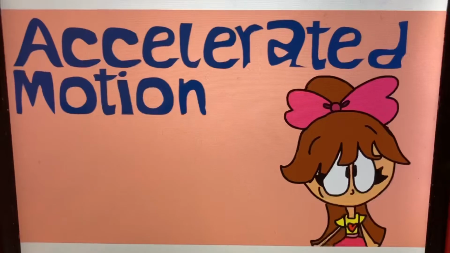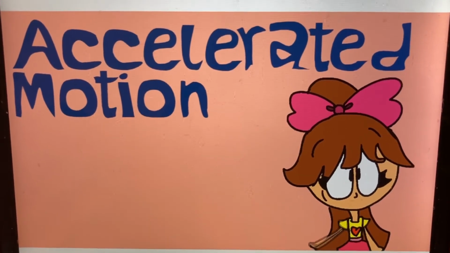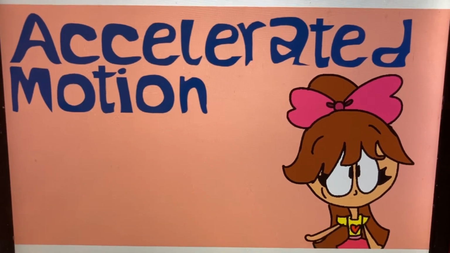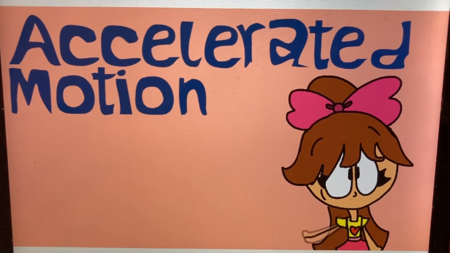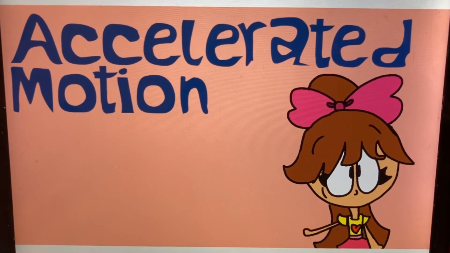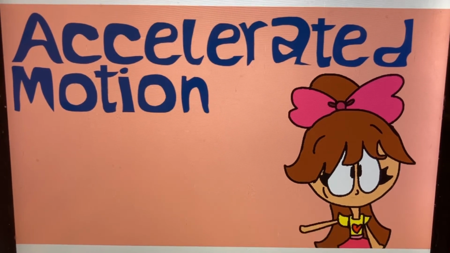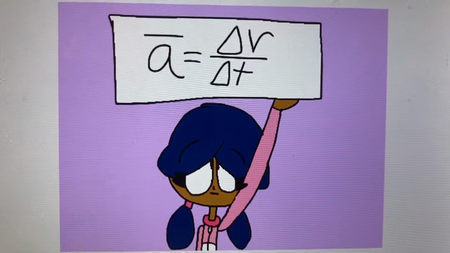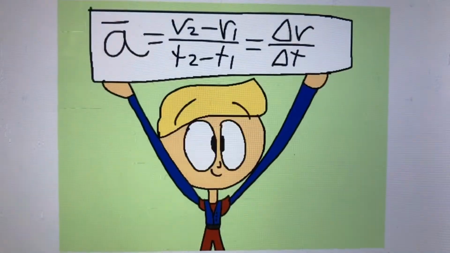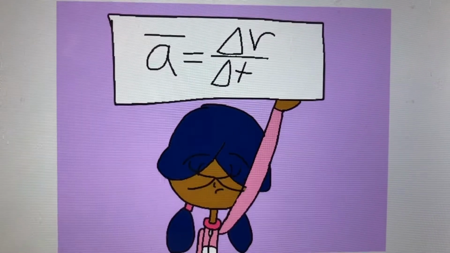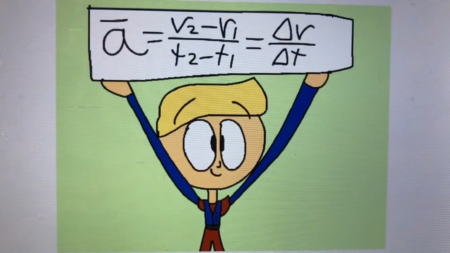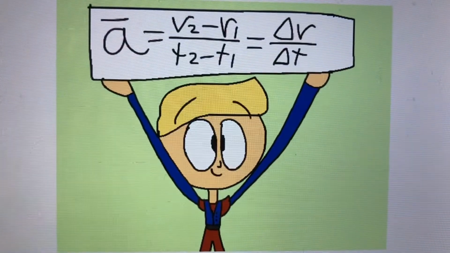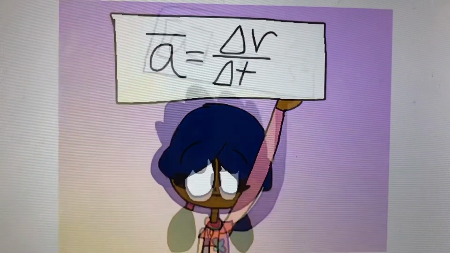Nice work. Now let's talk about accelerated motion. If the velocity changes, the motion is said to be accelerated. Acceleration a is change in velocity divided by the time it took to make that change. Average acceleration equals change in velocity divided by the time elapsed.